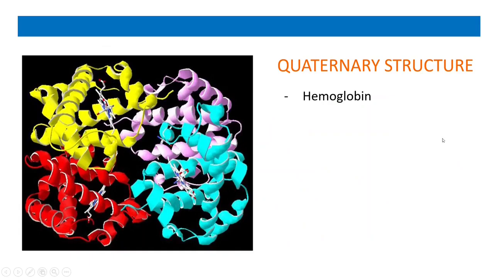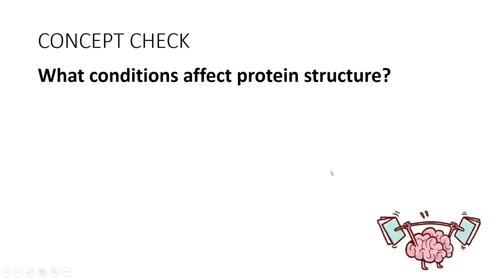Here's an example of quaternary structure, which is again hemoglobin, and in this case it contains 4 units, 4 polypeptides: the first is yellow, the second is red, the third is violet, and the fourth is blue. So it reaches up to the quaternary structure because it's made up of many polypeptides together.